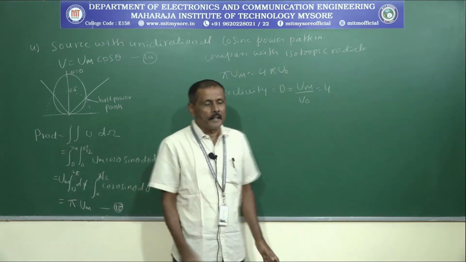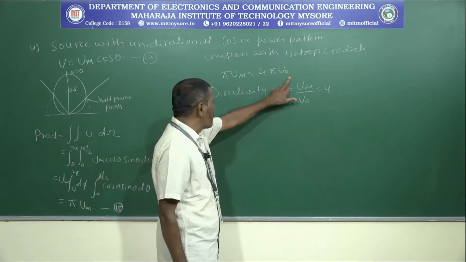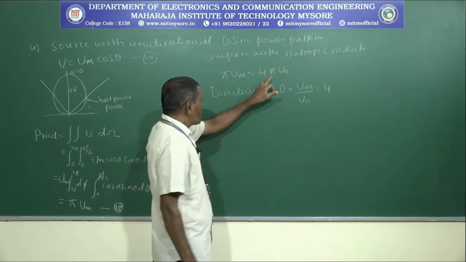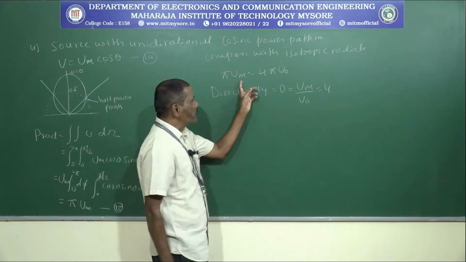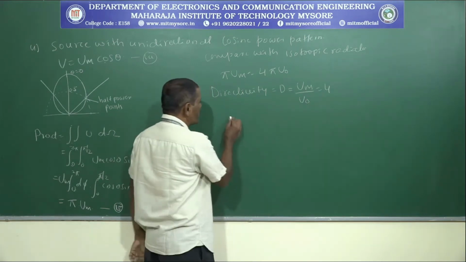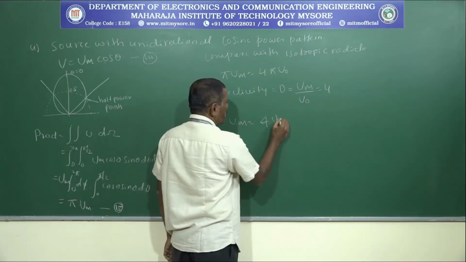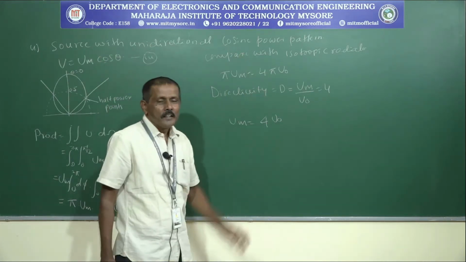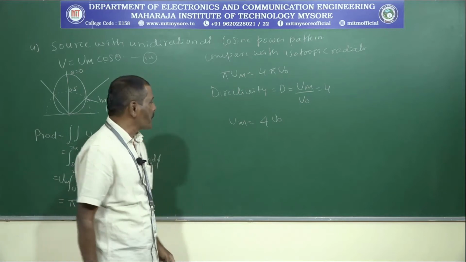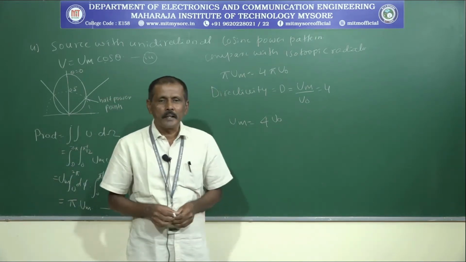Now compare this power radiated with isotropic radiators, that is pi Um equal to 4 pi u naught, and from this equation the pi and pi will go, okay, and we are left with Um by u0 is equal to 4. What it indicates that Um is equal to 4 times of u0. The power radiated by a unidirectional source with a cosine power pattern is equal to 4 times that of the isotropic radiator.